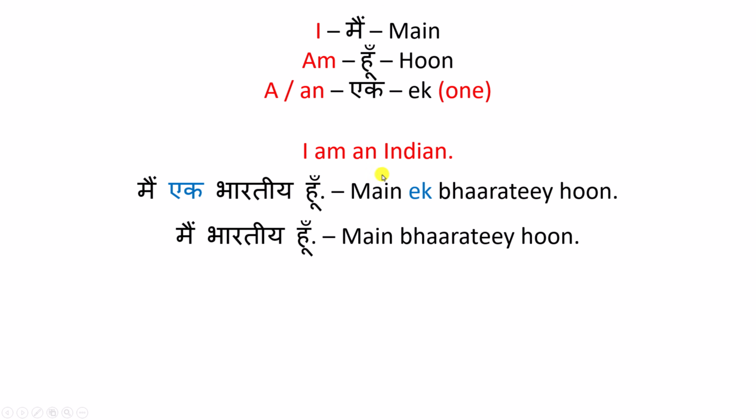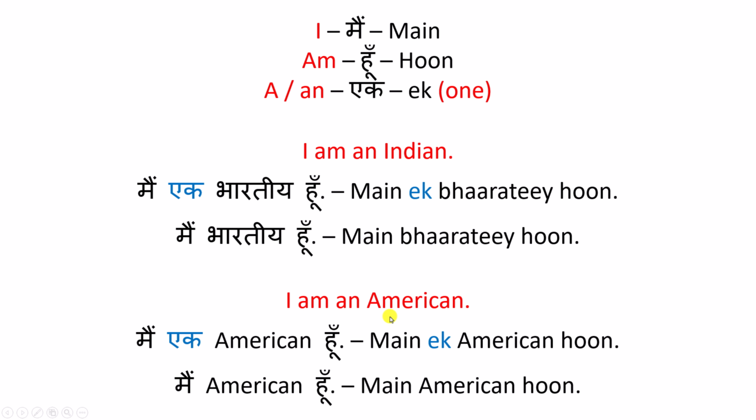I am an Indian. मैं एक भारतीय हूँ. मैं is I, एक is an, भारतीय is Indian, हूँ is am. Leaving out एक, the sentence would be मैं भारतीय हूँ. I am an American in Hindi is मैं एक अमेरिकन हूँ.